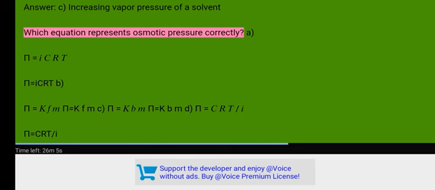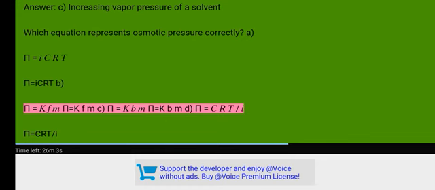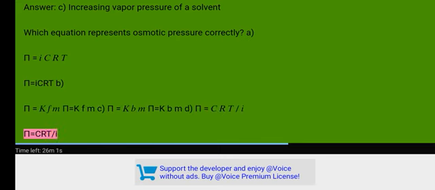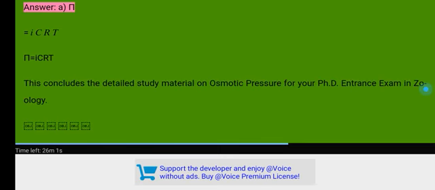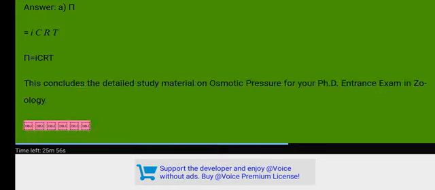Which equation represents osmotic pressure correctly? A. Pi equals iCRT. B. Pi equals KfM. C. Pi equals KbM. D. Pi equals CRTi. Answer: A, Pi equals iCRT. This concludes the detailed study material on osmotic pressure for your PhD entrance exam in zoology.